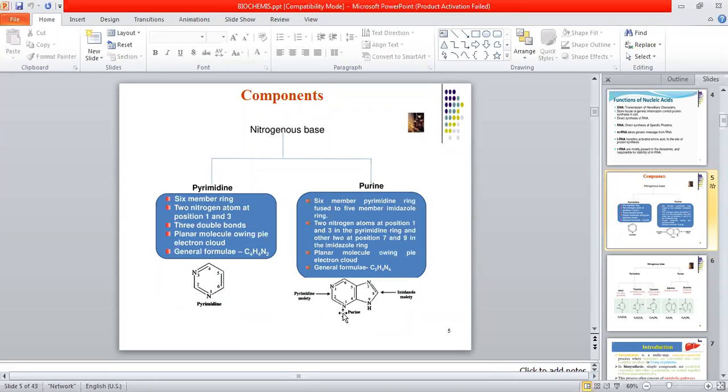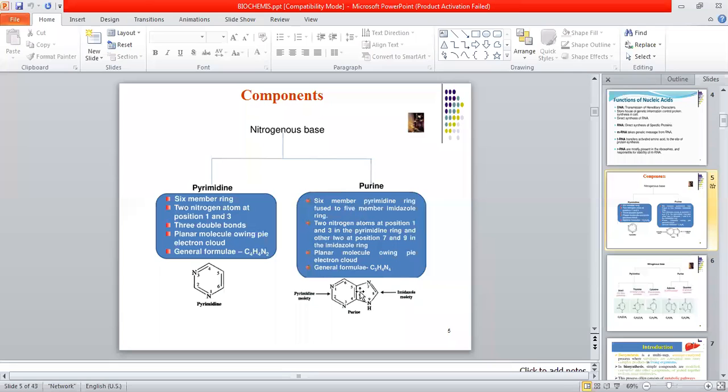And purine consists of two rings, which you can see here: a pyrimidine and an imidazole. There are two moieties. The first ring is the pyrimidine moiety and the next ring is the imidazole moiety. In the imidazole, the first and third positions have nitrogen atoms, and in the pyrimidine ring, the first and third positions also have nitrogen atoms.